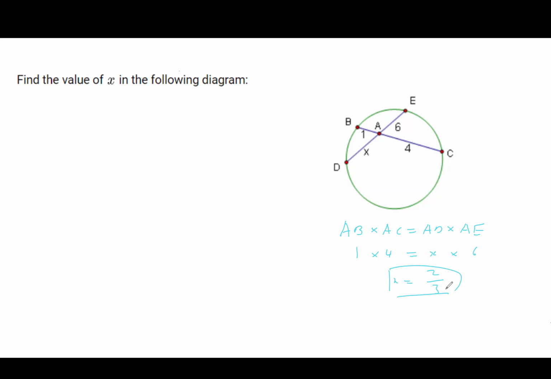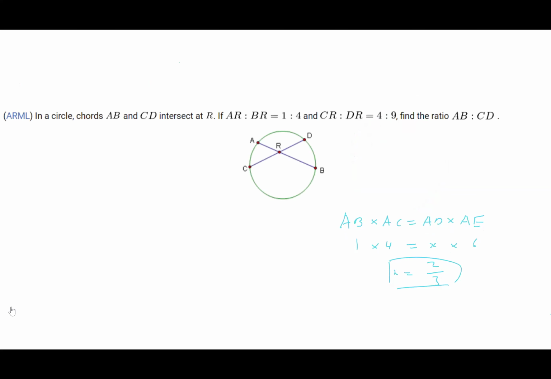Okay, so this is a very basic question. You probably won't get this in competitions. So here's a more challenging question, also using the power of a point theorem. Let's have a go. This is the question. I'll give you 4 minutes to do this question.